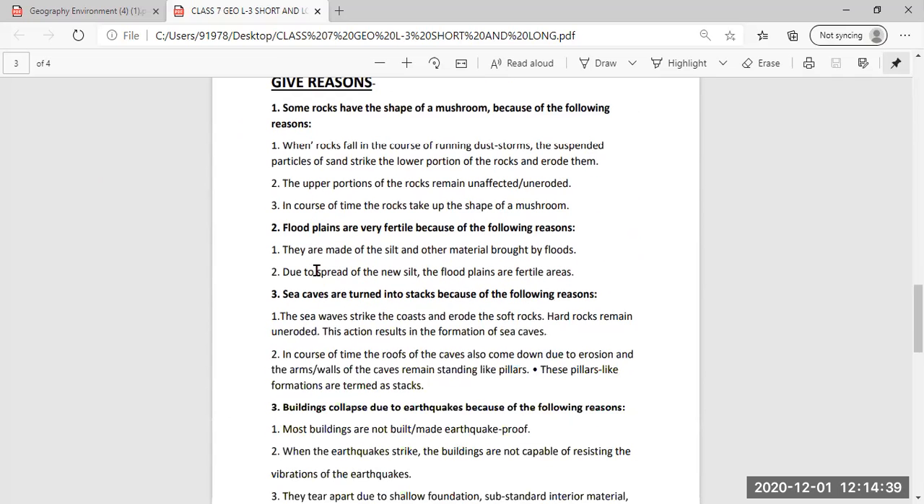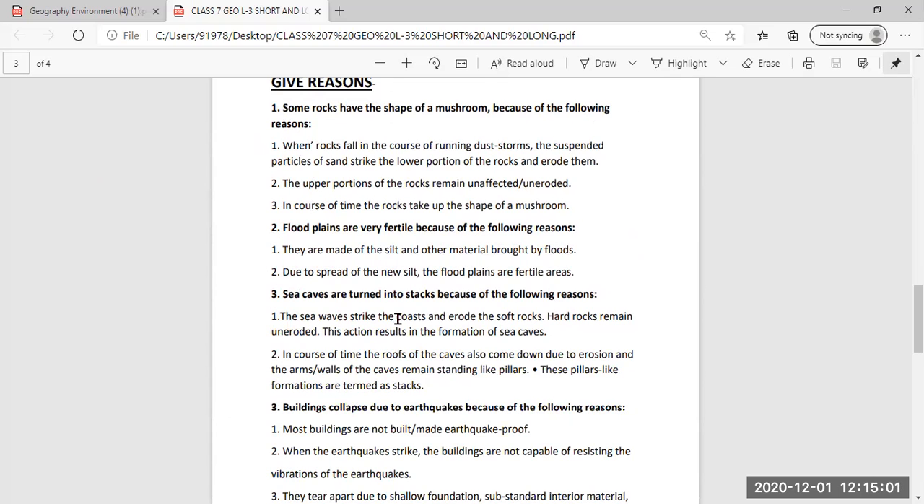Then next, give reasons are there. Some rocks have the shape of mushroom because of the following reasons. These reasons I have given. Then floodplains are very fertile because of the following reason. Why are floodplains very fertile? The second give reason, which is given in your book, and I had explained in this way.